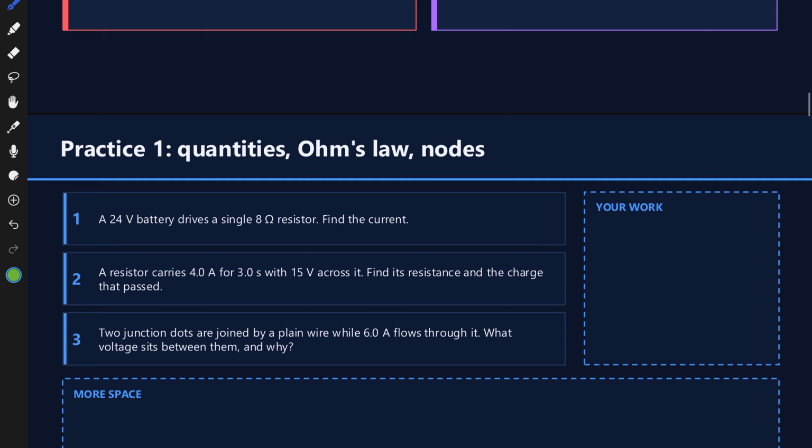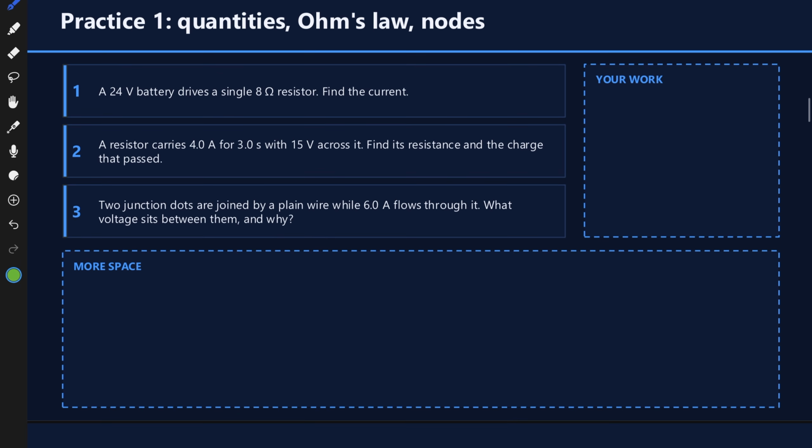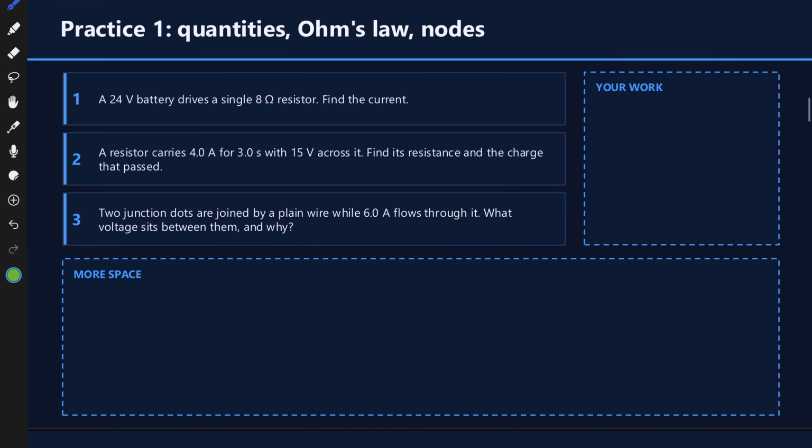Okay, so let's look at Ohm's law problems. A 24-volt battery drives a single 8-ohm resistor. Find the current. So I is equal to voltage over resistance, right? And we know that I is equal to 24 volts over 8 ohms. So, 3 amps.